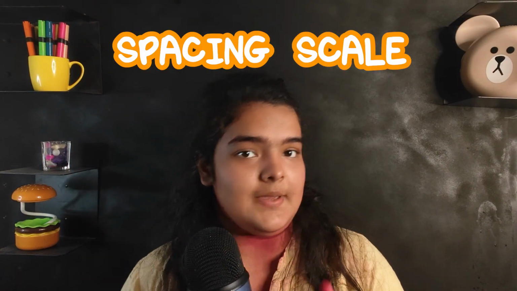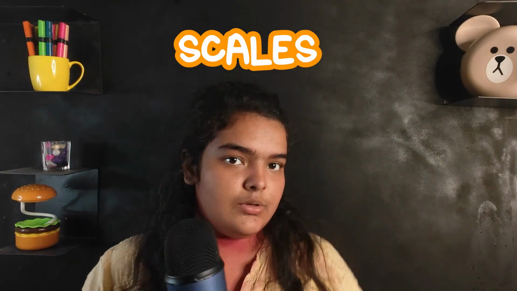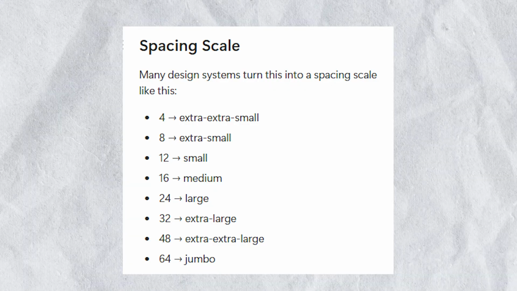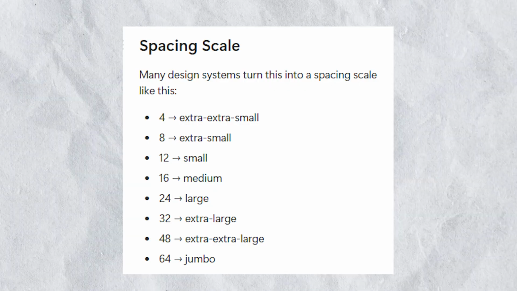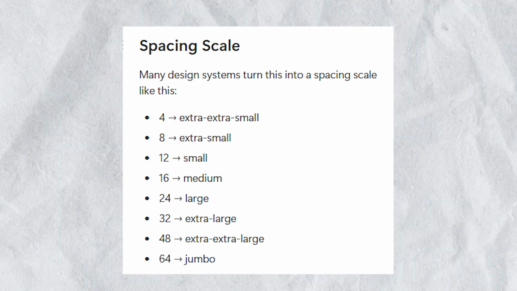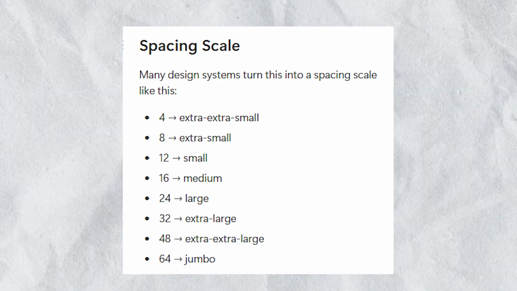Now let's talk about the spacing scale. Many designers will take the 8-point grid system and even the 4-point system that we just talked about and take it a little bit further. And they'll create entire scales out of these 4 and 8 number-based numerical gaps. For example, 4 is going to be extra extra small. 8 pixels is going to be extra small. 12 is going to be small. 16 is medium. 24 is large. 32 is extra large. 48 is extra extra large. 64 is jumbo. And this is going to be the way they're going to be continuing their own internal spacing scheme inside of their design systems and inside of their own UI design projects.